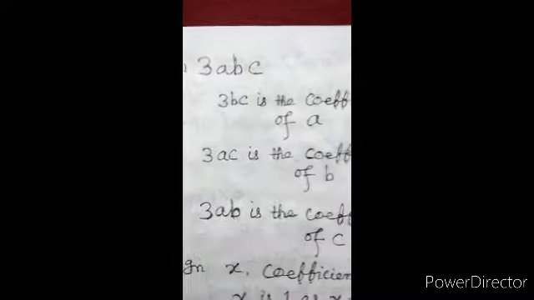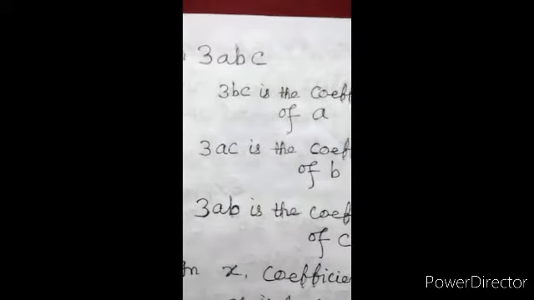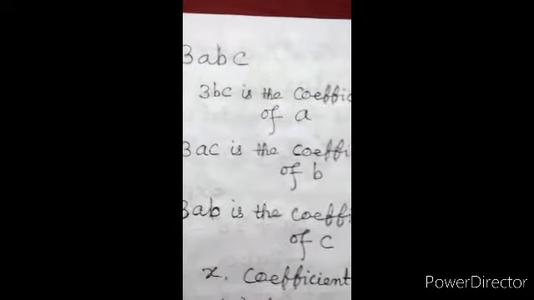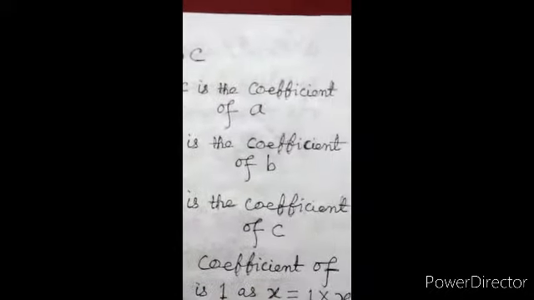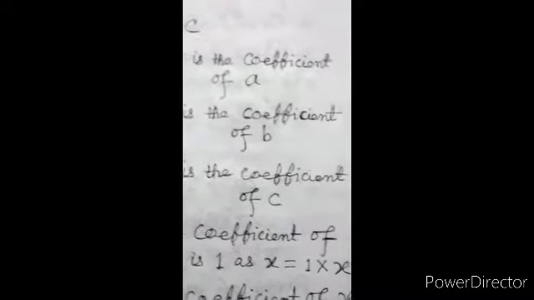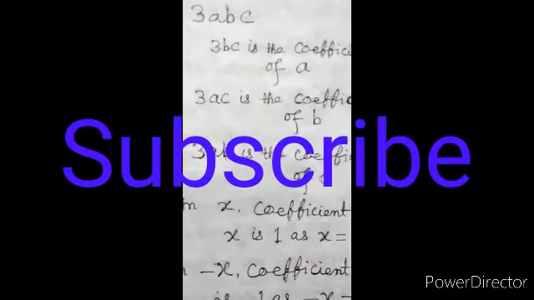In 3ABC, BC is the coefficient of A. When we write 3ABC as 3BC into A, then 3BC will be the coefficient of A. Similarly, in 3ABC, 3AC is the coefficient of B. Similarly, 3AB is the coefficient of C. We can write 3ABC as 3AB into C. So 3AB is the coefficient of C.